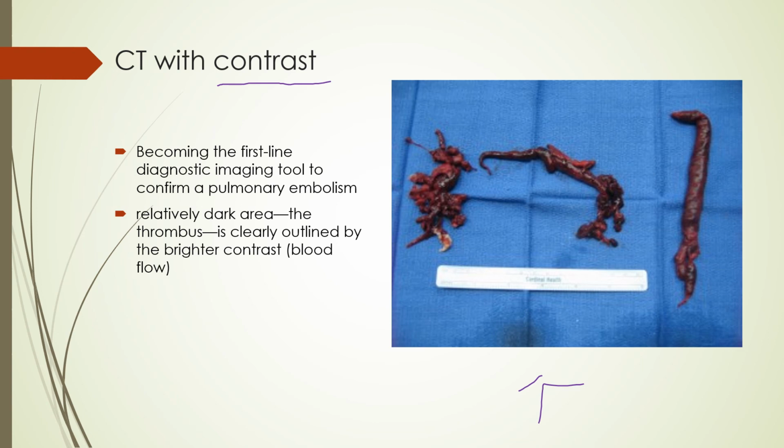So in other words, someone comes in, they're short of breath, they have a sudden acute onset, they just started taking estrogen supplementation, and so on and so forth. And we're starting to go into all these things that would lead to a possibility of a PE. They might go ahead and just do a CT with contrast versus a chest x-ray. Now, I'm not saying they wouldn't do the chest x-ray as well, they might, but a CT with contrast is becoming a very quick, good diagnostic tool to confirm if they have it. With this one, we're going to see a dark area where the thrombus is, and it's going to be outlined by the brighter contrast of the blood flow.